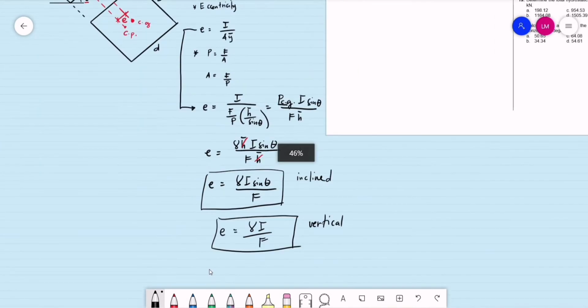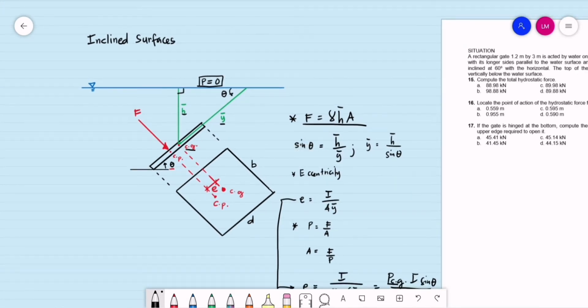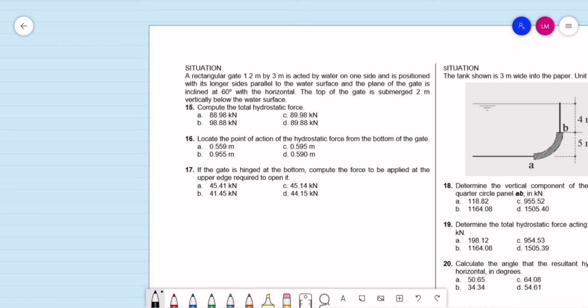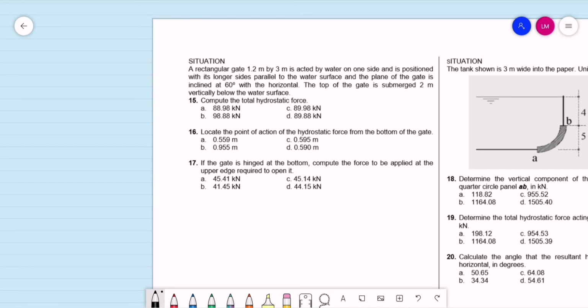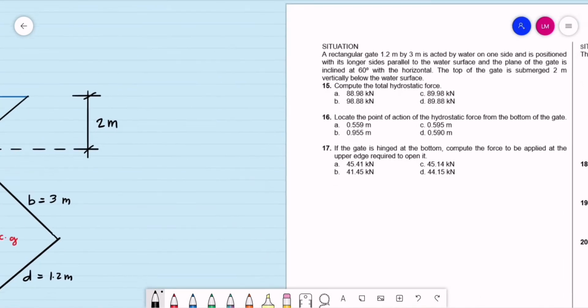Okay, so let's have an example for this case, the inclined surfaces. Dito tayo sa problem 15 to 17. A rectangular gate 1.2 meters by 3 meters is acted by water on one side and is positioned with its longer sides parallel to the water surface. And the plane of the gate is inclined at 60 degrees with the horizontal. The top of the gate is submerged 2 meters vertically below the water surface. So, question number 15, compute the total hydrostatic force.